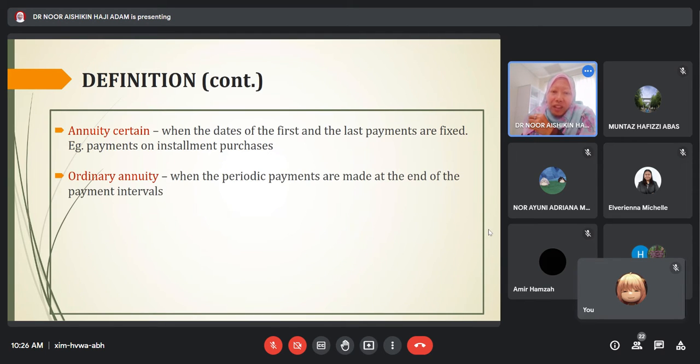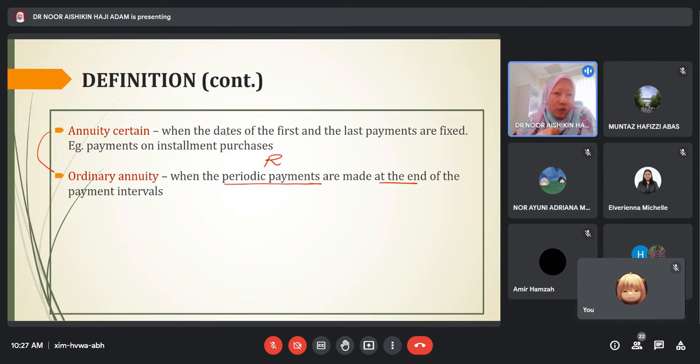Ordinary annuity is when the periodic payments are made at the end of the payment intervals. Ni pun kita tengok. The periodic payments tu, we denote that by R. Periodic payments ni, capital R, are made at the end of the payment intervals, at the end of the first month, at the end of the second month, the third month, and so on. So we are looking at both of them, annuity certain and ordinary annuity certain.